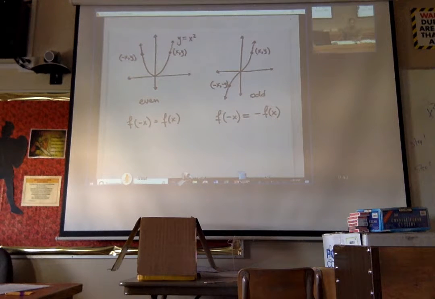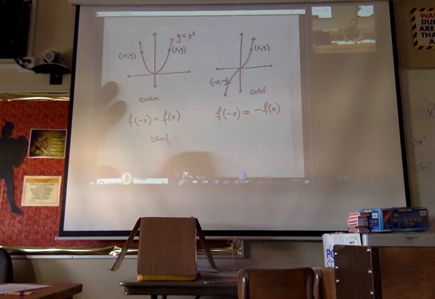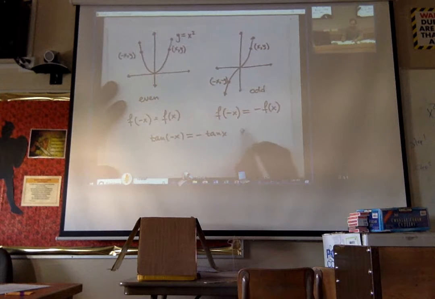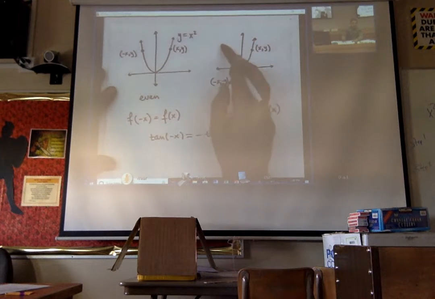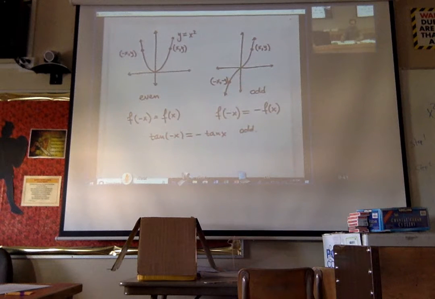So going back to tangent, it should be a fact that the tangent function is negative tangent of x, as what? Odd function. Remember I had the graph of the tangent function? It looks like this, except we have vertical asymptotes, right? So it goes through the origin and has a symmetry about the origin, okay?